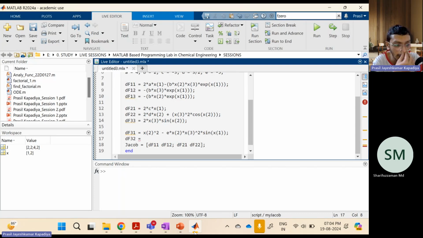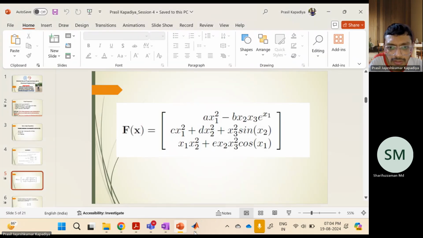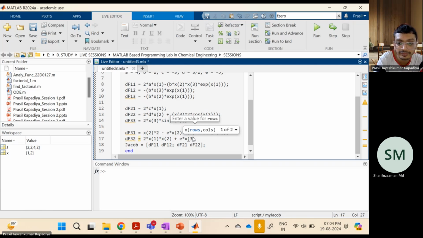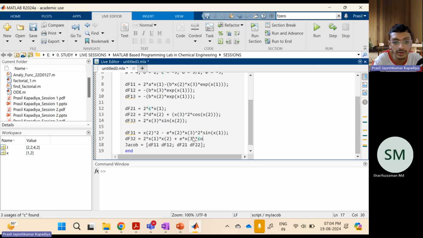df32 is the third equation with respect to x2. So it is 2x1 x2 plus e x3 square cos x1. So I'll be writing 2 into x1 into x2 plus that last term, e, with respect to x2. So this x2 term is 1. So it is x3 into cosine of x1.